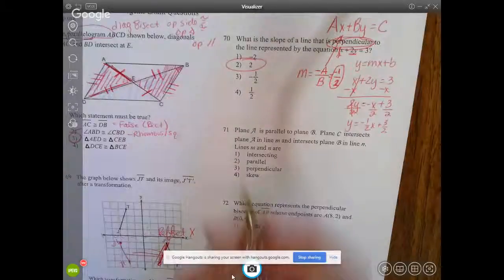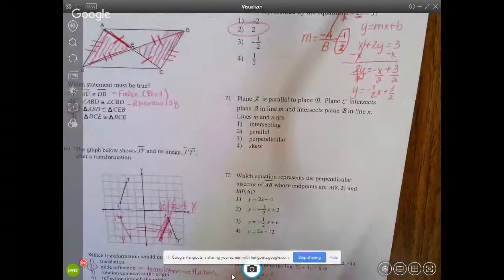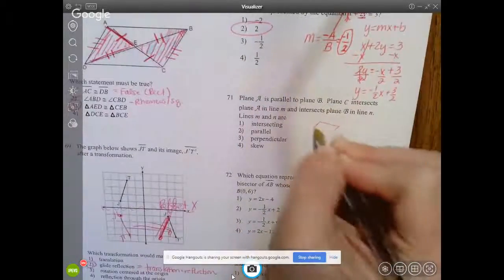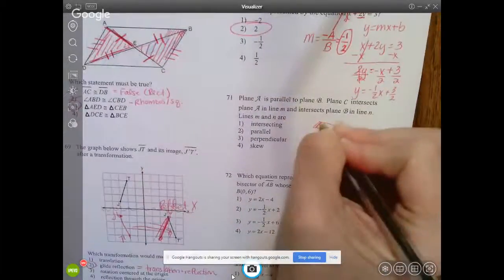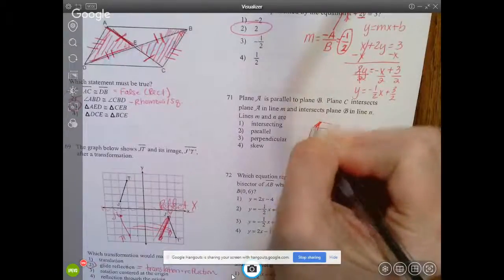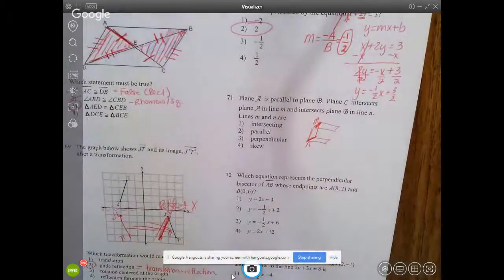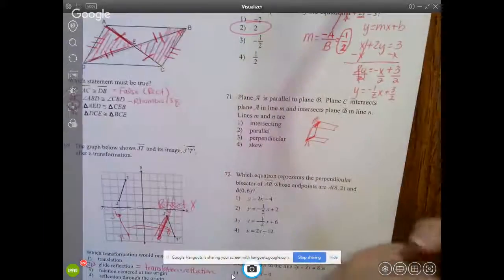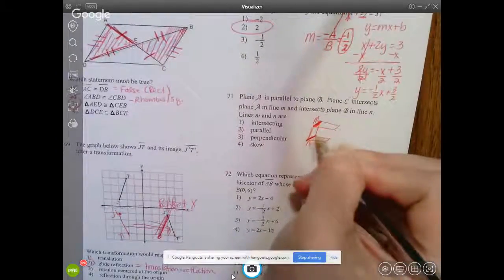Number 71. It says plane A is parallel to plane B. So I'm just going to draw it like this. These are parallel, like the top and bottom of a cube. Plane C intersects plane A and plane B at M and N. So this would be where the intersection would be. Here's M, here's N. And that means lines M and N have to be, what does it look like? This line here and this line here. Parallel.